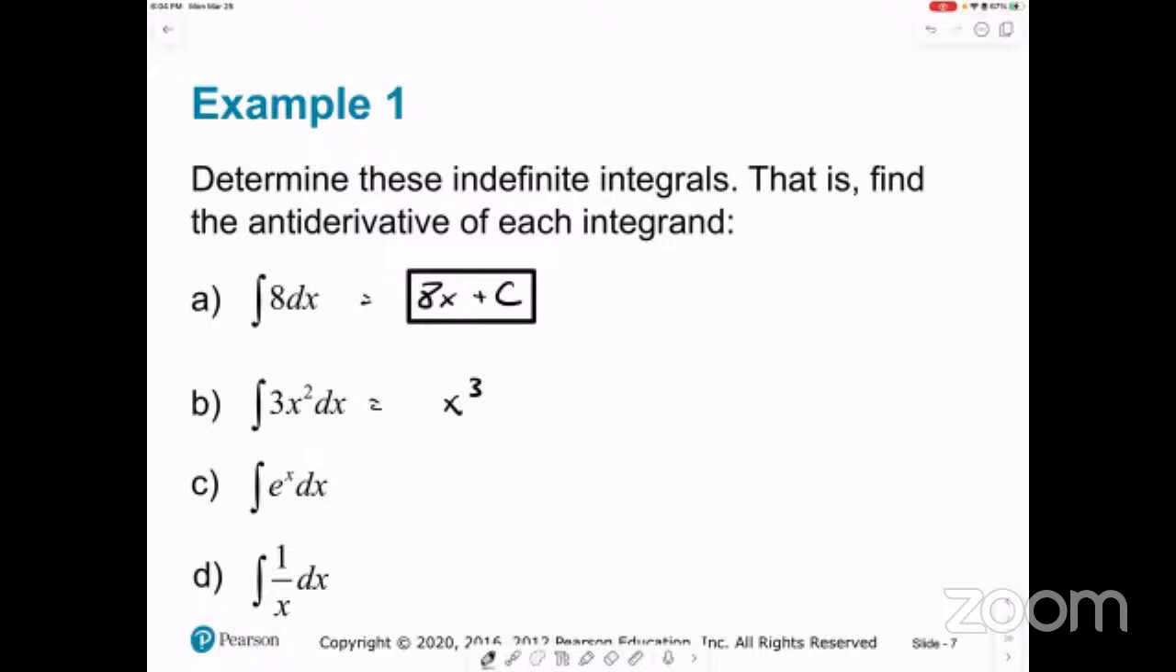Let me think. Over 3. We're missing something there. Hang on. Oh, yeah, no, we're good. Now, if we just added one to the power, the x squared would become x cubed, right? But if we take the derivative of this, we'll get 3x squared.